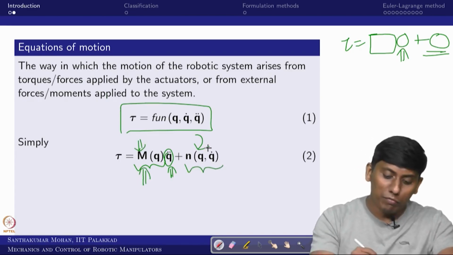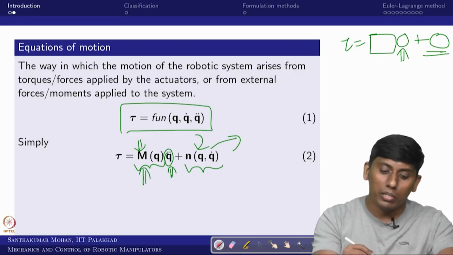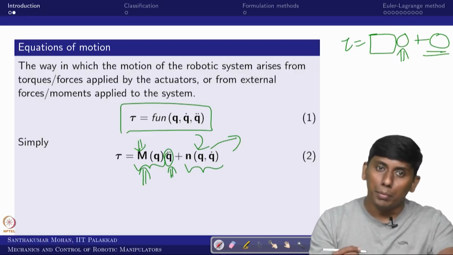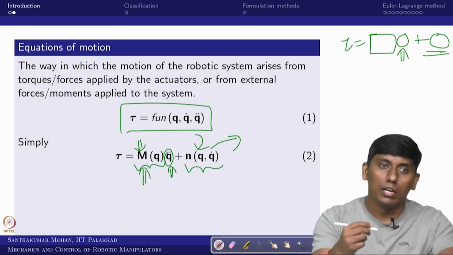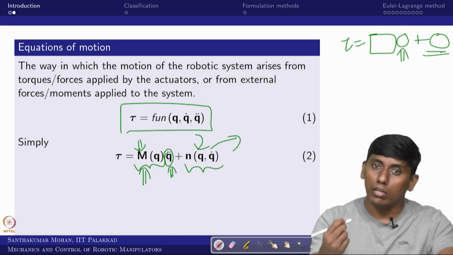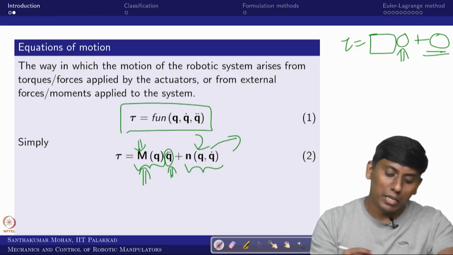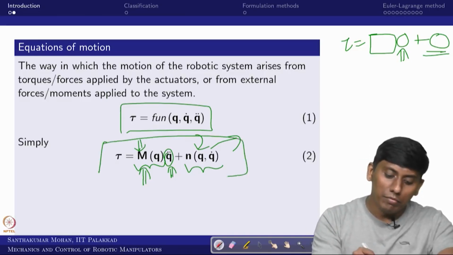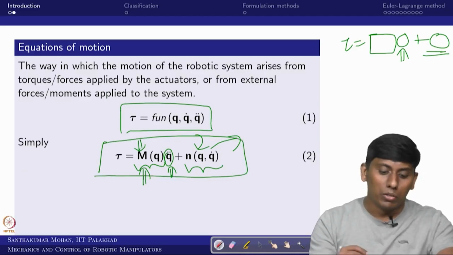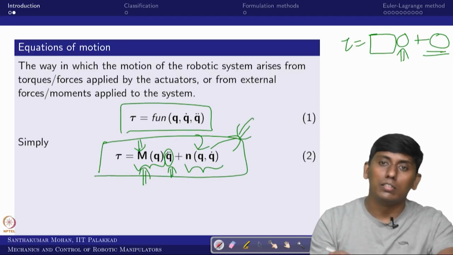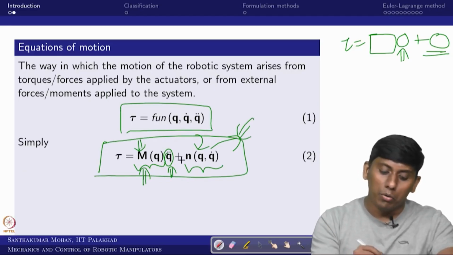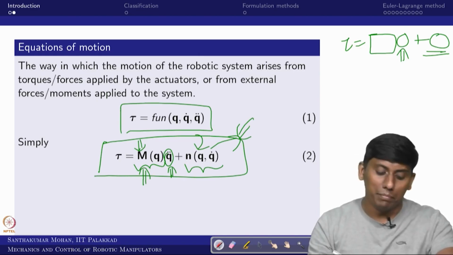Some people even further decompose this into gravity and other effects. Some people call it gravity, frictional and other effects. Some people go even further, so centripetal and Coriolis separate, friction separate, gravity separate, like that you can make it. But I think we will restrict this up to this, because we are going to do the second part as the simulation side. So I hope this would be very much beneficial, okay.